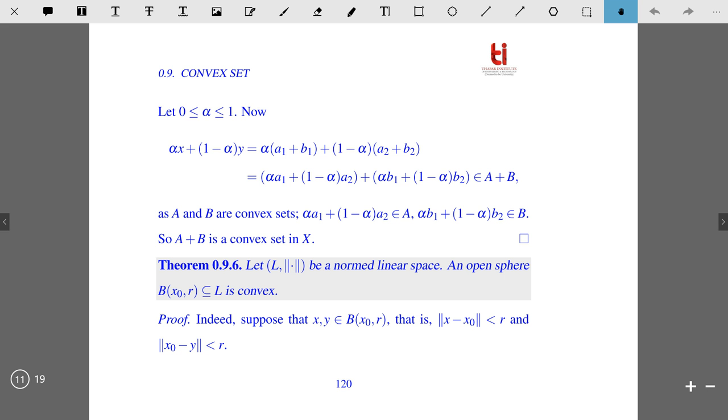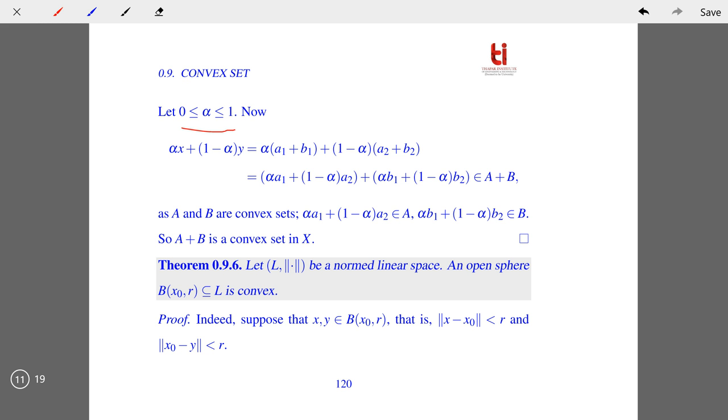So now let alpha lie between 0 and 1. So we have alpha x plus (1 minus alpha) y. If we substitute the values of x and y here, we get alpha times (a1 plus b1) plus (1 minus alpha) (a2 plus b2). Now rearranging the terms, we have alpha a1 plus (1 minus alpha) a2 plus alpha b1 plus (1 minus alpha) b2. Now here, because A and B are convex sets, we get that the first term belongs to A and the second belongs to B.